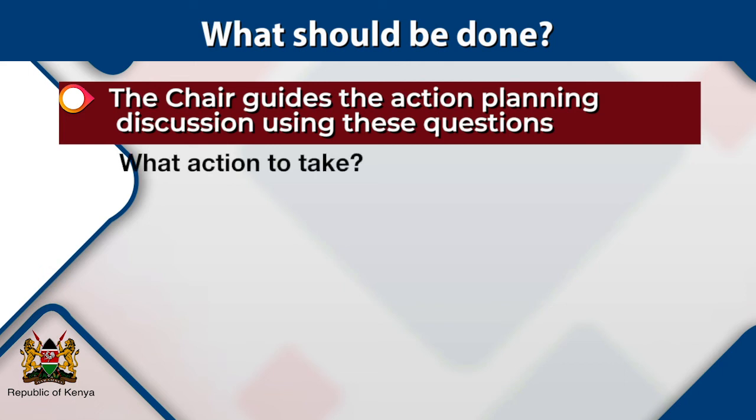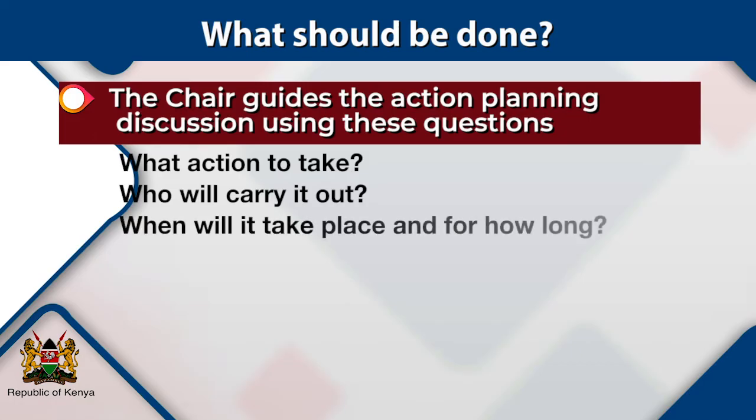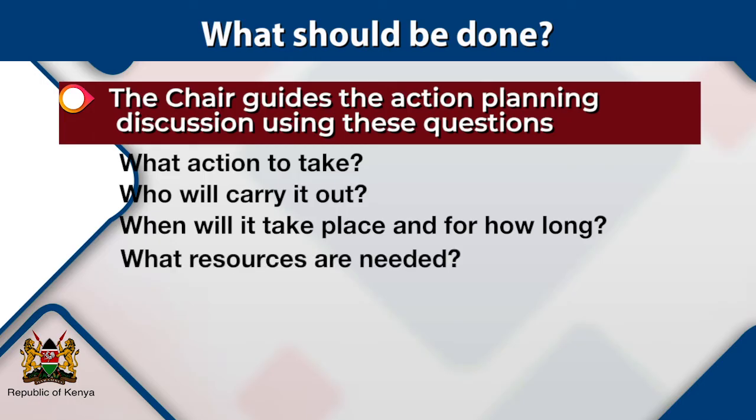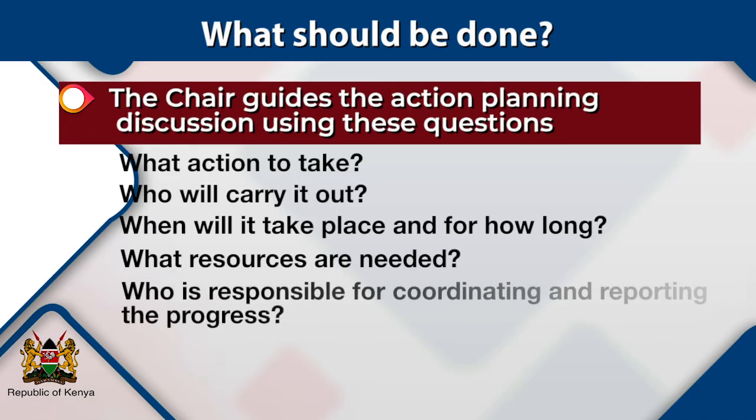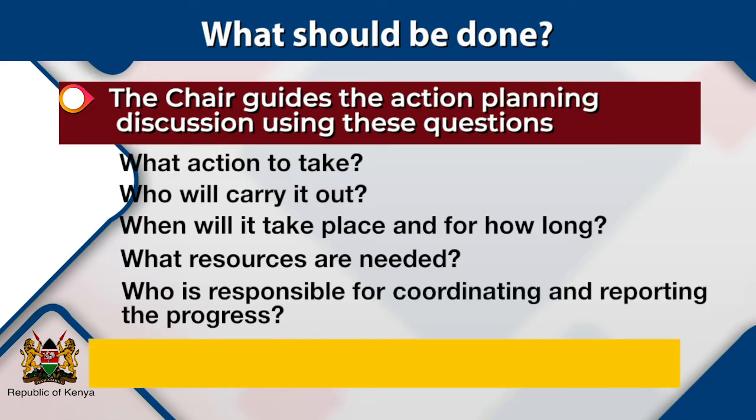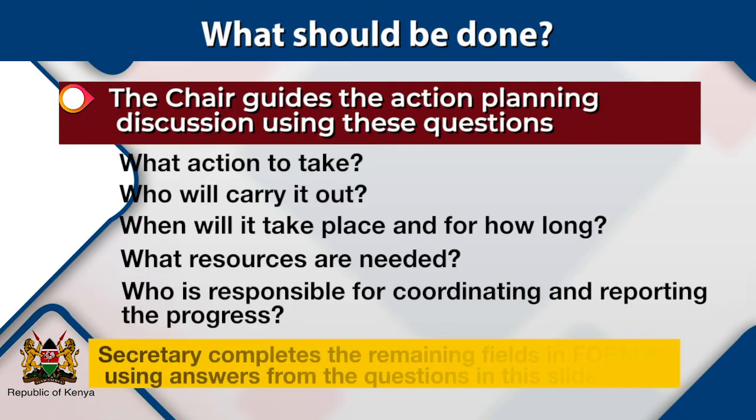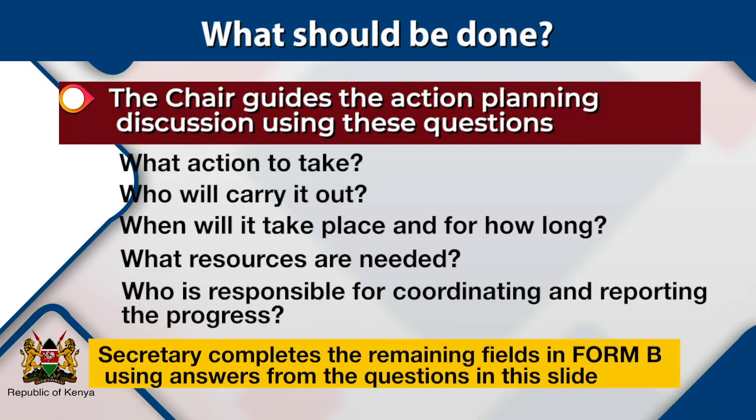What action to take? Who will carry it out? When will it take place and for how long? What resources are needed? Who is responsible for coordinating and reporting the progress? The Secretary then completes the remaining fields in Form B using answers from the questions in this slide.